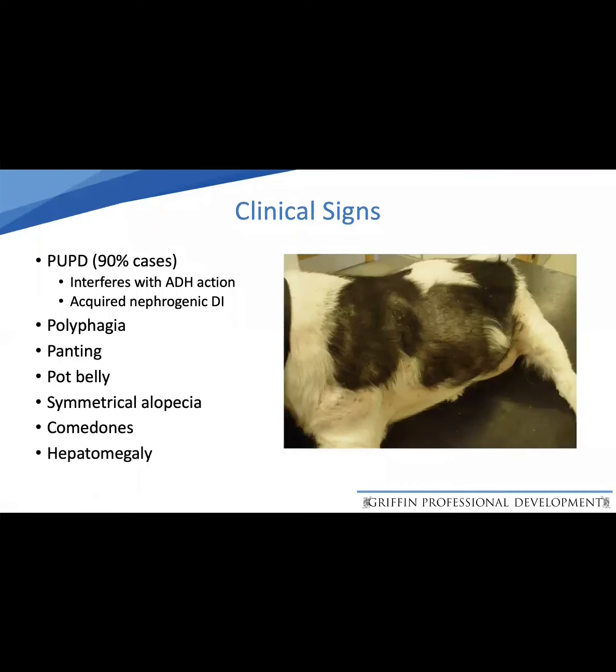We also tend to have skin changes with a symmetrical truncal alopecia. And we often will have comedones or blackheads on the ventral abdominal skin. And as I previously mentioned, if you palpate these dogs' abdomens, the liver is typically enlarged. So we have a hepatomegaly, and that contributes to the pot belly. So the signs are caused by excess cortisol, and the signs are present regardless of whether it's pituitary dependent or adrenal dependent. The signs are the same.